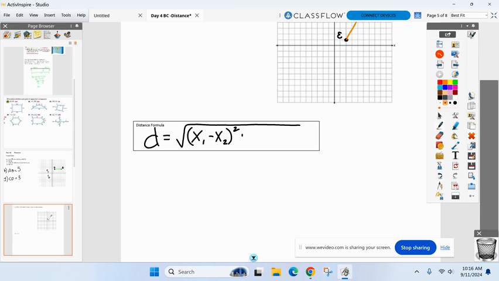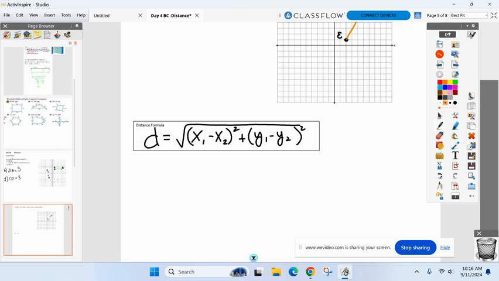Plus another set of parentheses. And being an honors level here, wild guess what I'm going to put in here. Subtract your y's now, right? y1 minus y2, all squared. And this is all underneath the radical. So you subtract your x's, square them, subtract your y's, square them.